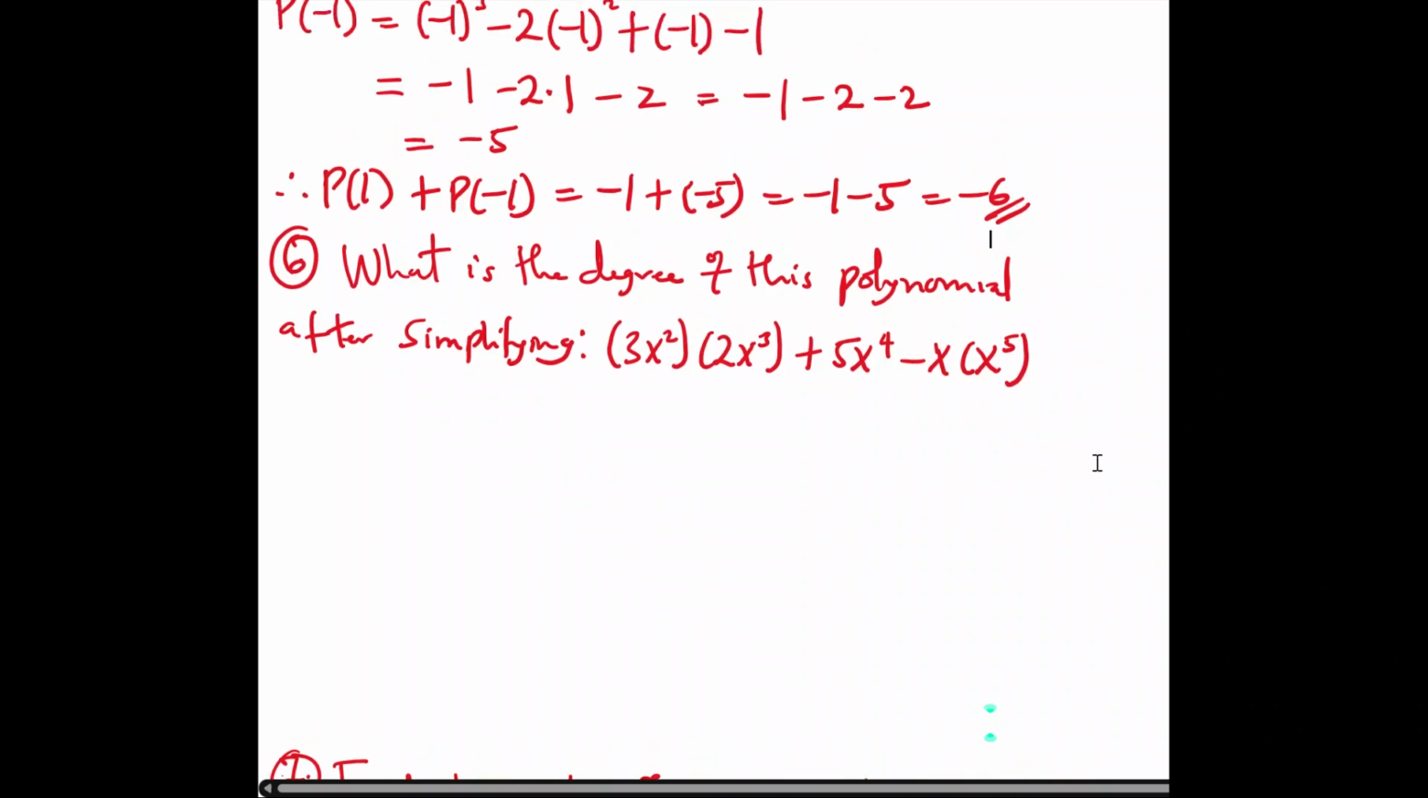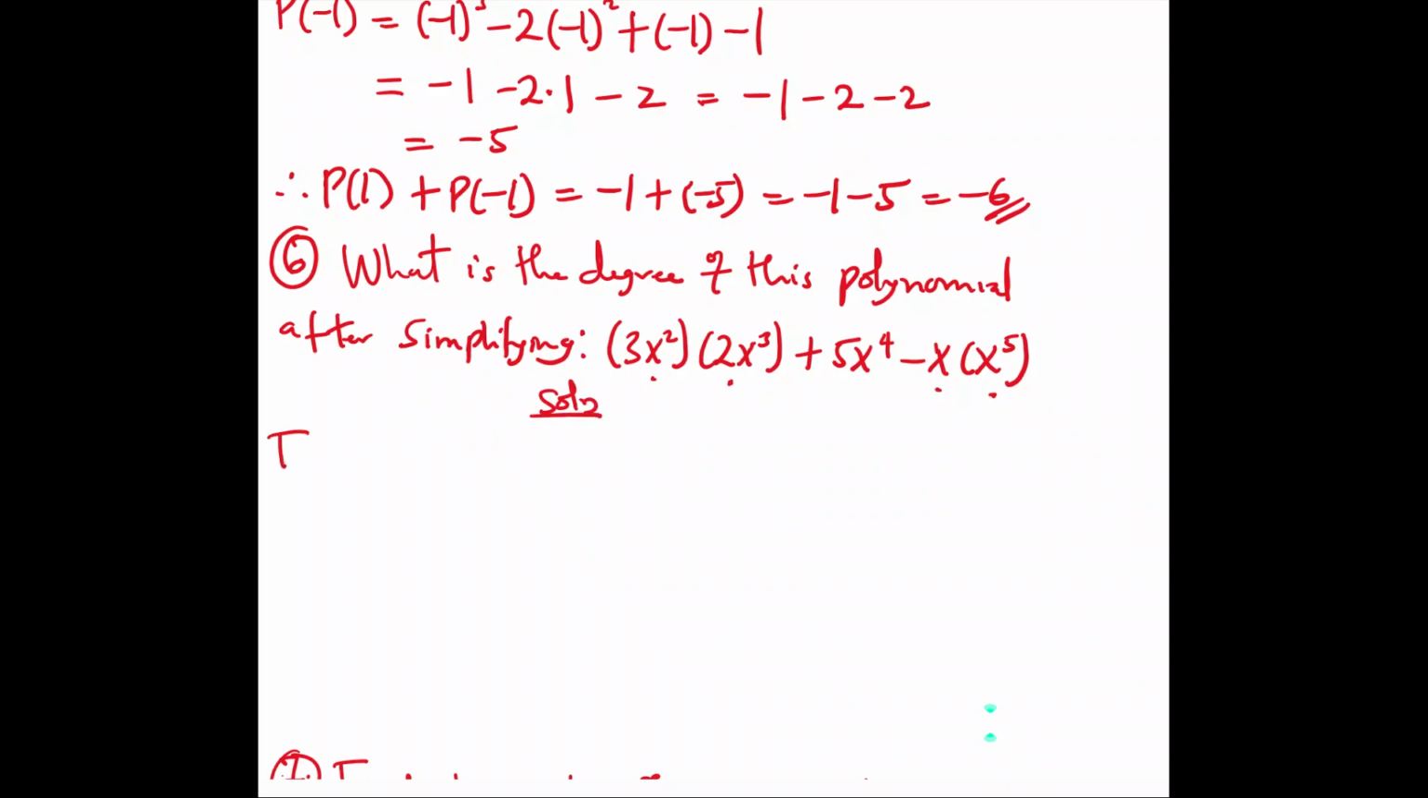So the next question says, what is the degree of this polynomial after simplifying 3x squared times 2x cubed plus 5x raised to power 4 minus x times x raised to power 5. So first of all, I will multiply these two terms, then I will multiply these two terms, then we'll bring it all together. Okay, so first of all, I will multiply 3x squared and 2x raised to power 3 together. So 3 times 2 will give us 6. X squared times x cubed will give us x raised to power 5.